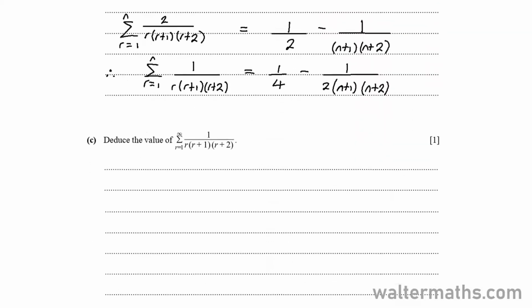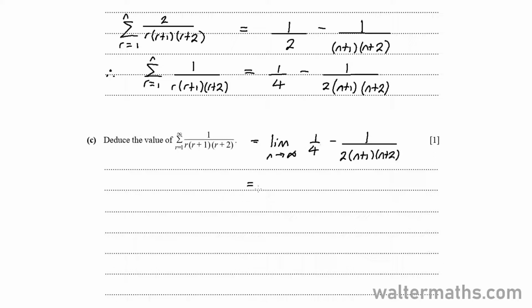Let's scroll down to part C. The question goes, deduce the value of the summation from r is equal to 1 up to infinity of the form 1 over r of r plus 1 of r plus 2. So we can say this here is the same as the limit as n approaches infinity of, from what we got right above, a quarter, minus 1 over 2 of n plus 1 of n plus 2.